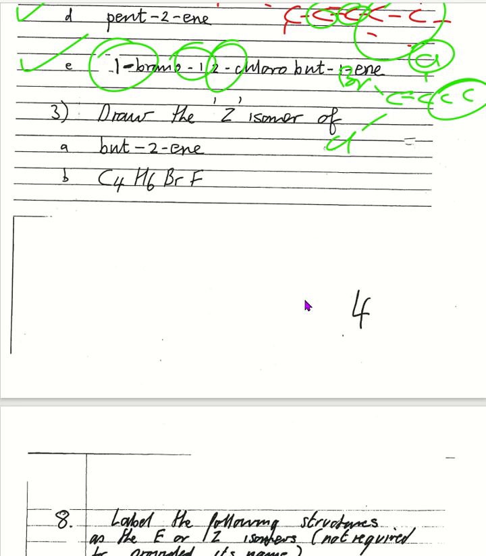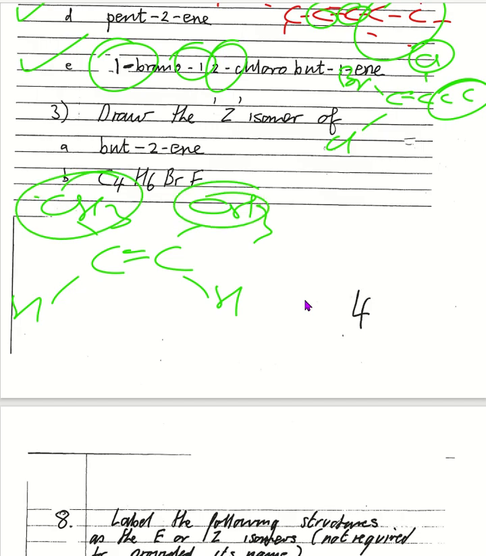Here we had to draw Z isomers of butene, so butene, Z isomer, okay, must have a CH3 there and a CH3 there, hydrogen there, high priority, both on the same side. That's the Z isomer.